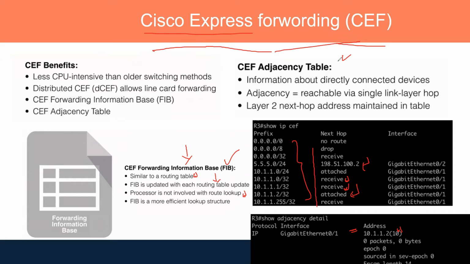But as of now, just get the concept that this is CEF, which has two types of tables: the FIB table and the RIB table. The difference between the FIB table and the RIB table is that in the FIB table, the best path is selected as the next hop. But in the RIB table, the routing information base, your processor is involved in deciding the best path.